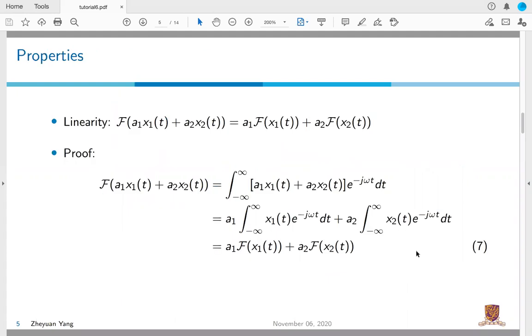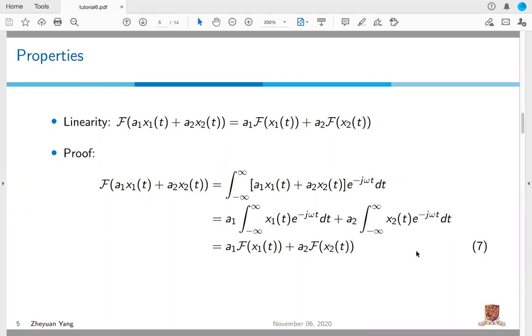So next we will see some properties of Fourier transform. The properties of Fourier transform are quite similar to the properties of Fourier series. The first one is linearity. It says that the Fourier transform of the linear combination of the signals, a1x1(t) plus a2x2(t), is equal to the linear combination of their Fourier transforms, which is a1 times the Fourier transform of x1 plus a2 times the Fourier transform of x2.